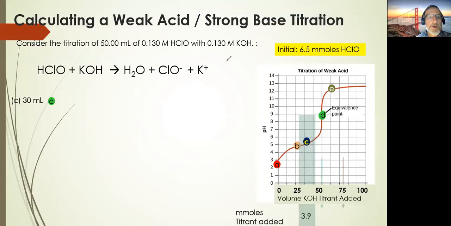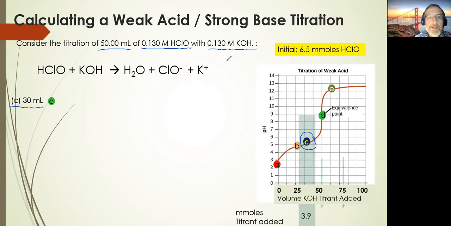Okay, we are titrating a 50 milliliter solution of a weak acid, 0.13 molar HClO, and our titrant is 0.130 molar KOH. All right, so this example is going to explore the calculation of pH in this region that we have termed C here. At C, we have added 30 milliliters of our strong base. So we're going to go through and calculate the pH of that.